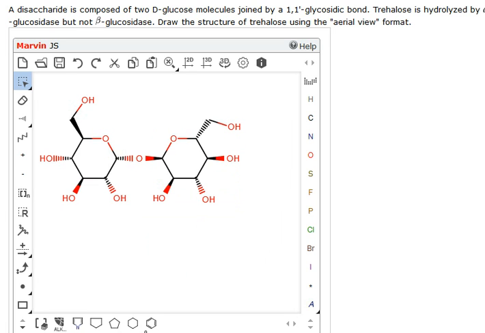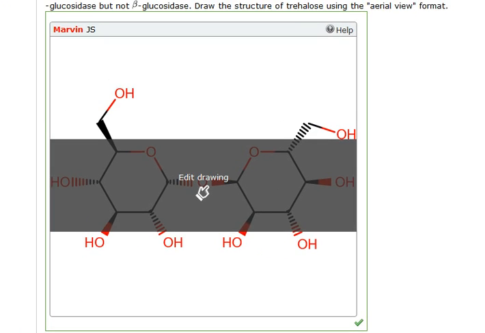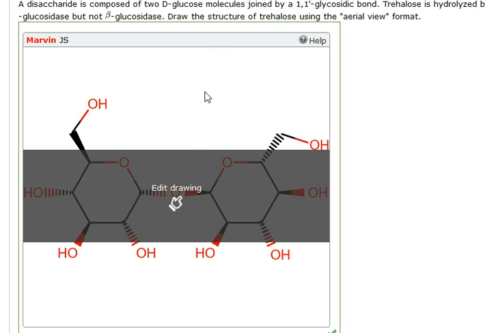And then the true test of the pudding is, let's see if this actually works. So I'm going to submit the answer. And yes, it does work. Is that in your screen view? Yes, it is. Okay, so I hope this helps.